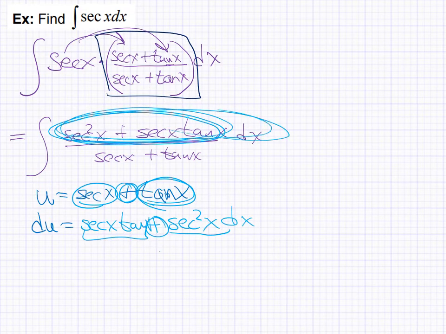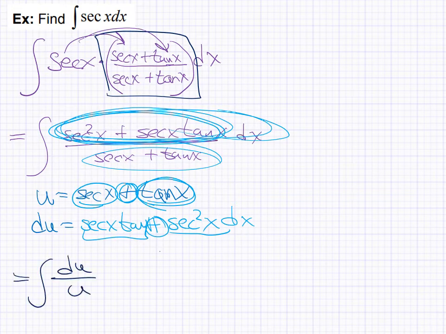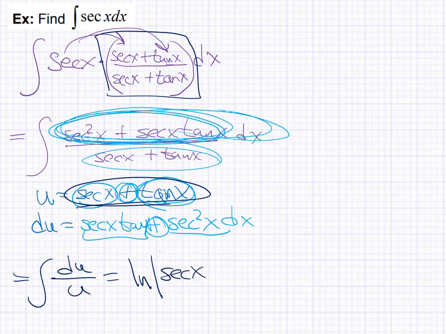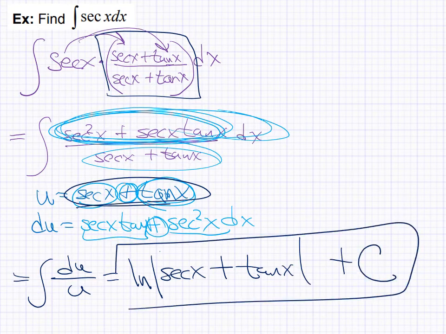Okay? So we have du over u. That's ultimately what this boils down to. Du over u, which is that logarithm again. So we should have log of u being what? This, secant x plus tan x, and then throw a plus c on there. So there's your answer. That's the integral of secant.